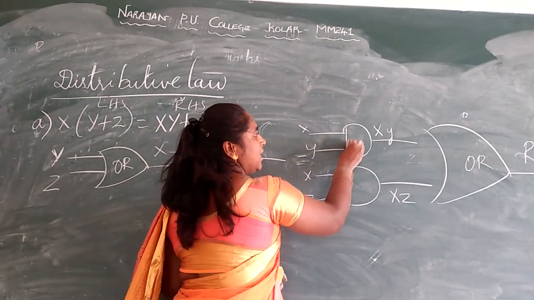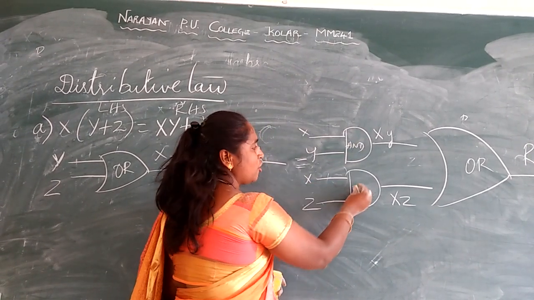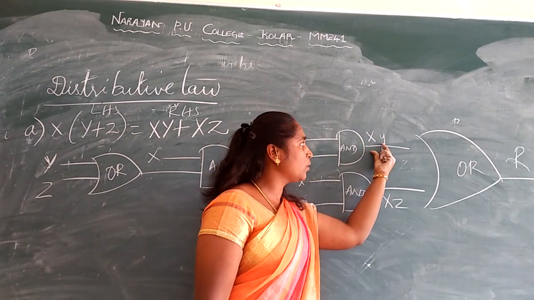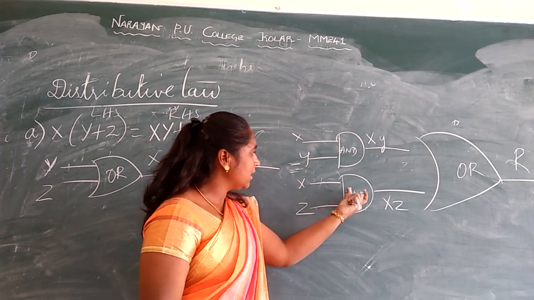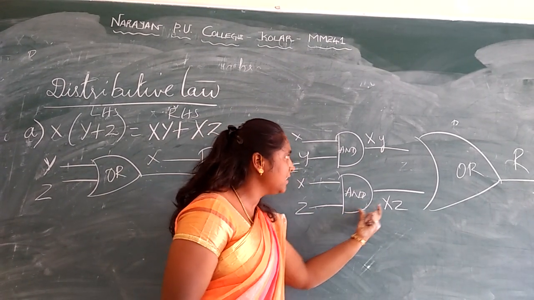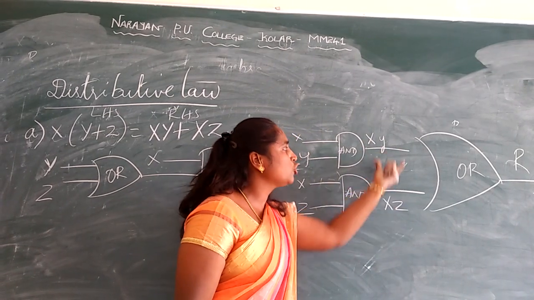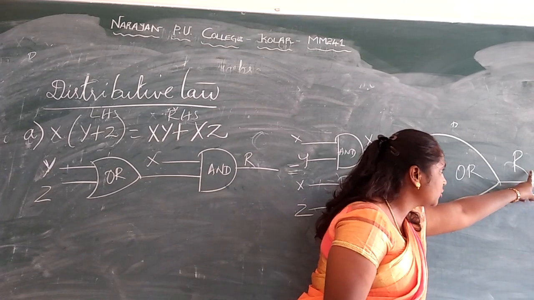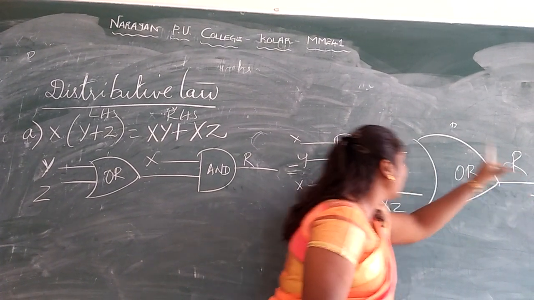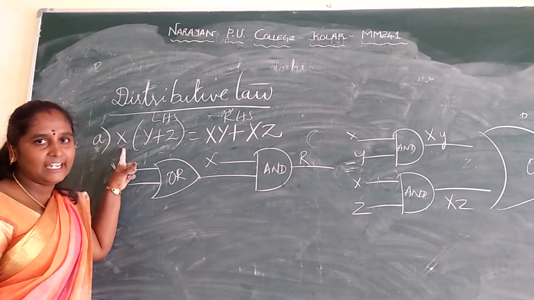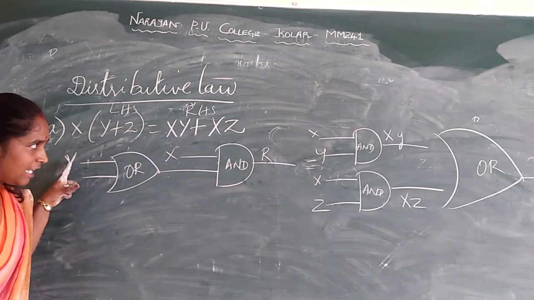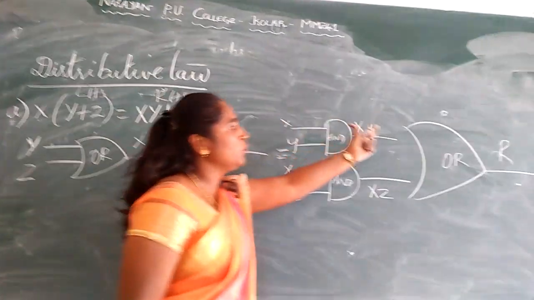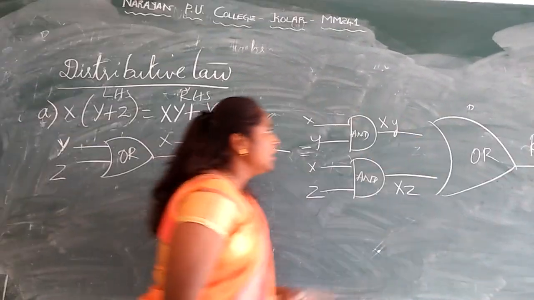The result that is produced should be equal to your xy plus xz. xy using your AND gate, xz using your AND gate. The result x into y, and the result x into z using an AND gate is xz. These two should be ORed using your OR gate. The outcome should be equal to the result which has been produced in your LHS. This is the logic circuit. What it explains is that the LHS circuit result should be equal to your RHS result. So we will prove.